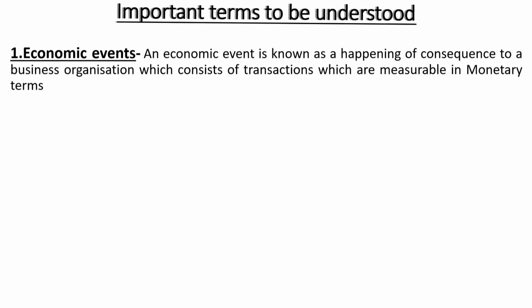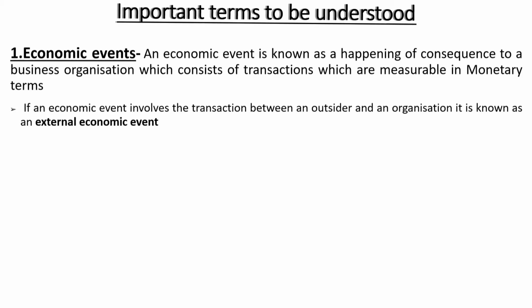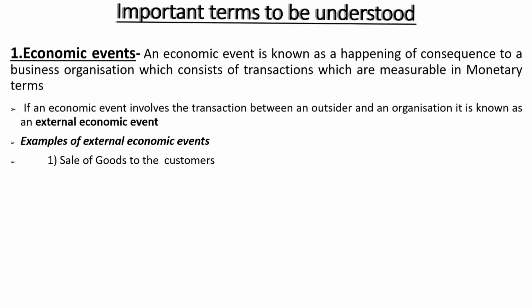What is an external economic event? If an economic event involves a transaction between an outsider and an organization, it is known as an external economic event. For example, when goods are sold to customers, an economic event happens. Goods are going out of the business and money is coming into the business. This is an external economic event because the transaction is taking place between the business and an outsider. The customer is an outsider to the business.